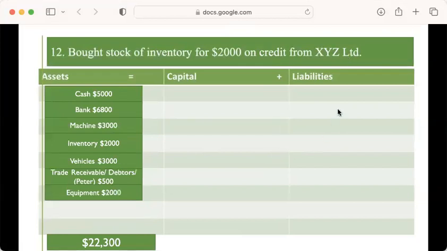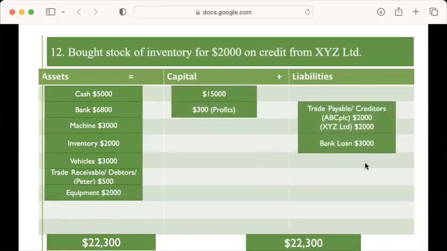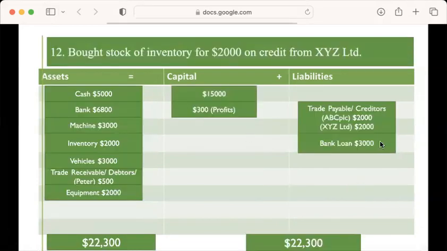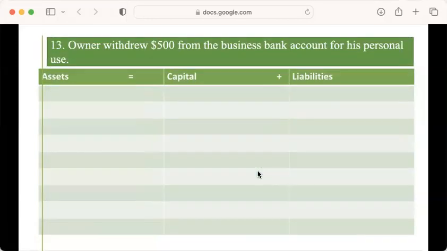So since we bought it on credit, earlier we owed the bank, we owed the ABC, but now we also owe the XYZ Limited. So what happens is liability to XYZ Limited also increases by 2,000. So as you can see here, trade payables, ABC PLC is 2,000, XYZ Limited is 2,000. Altogether, the liability size also totals up to 22,300.